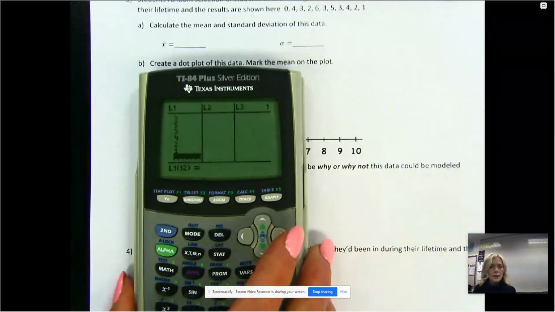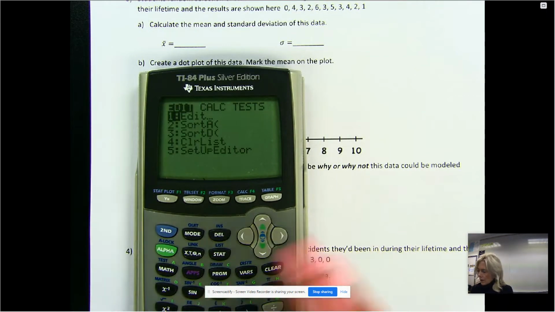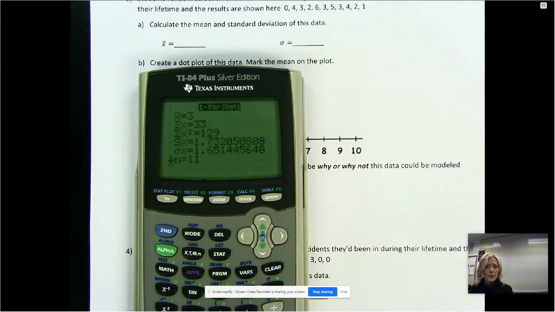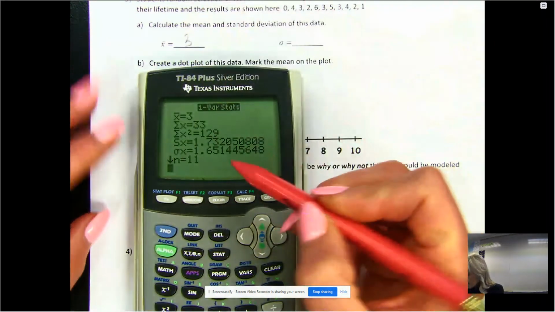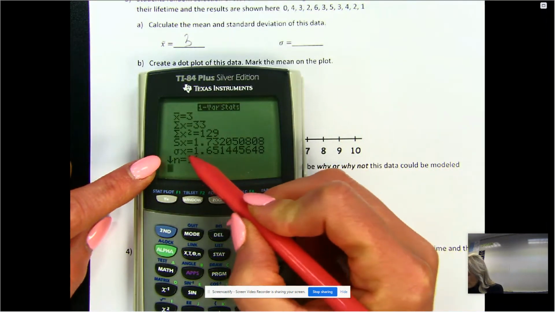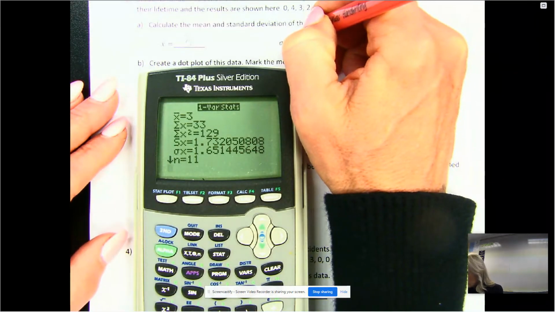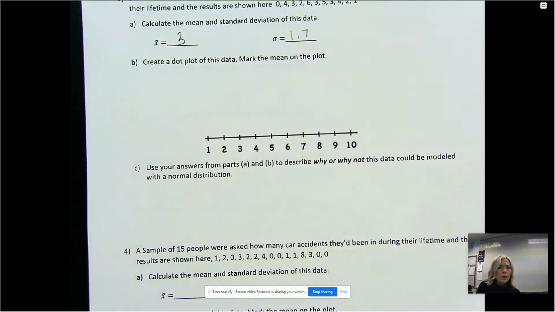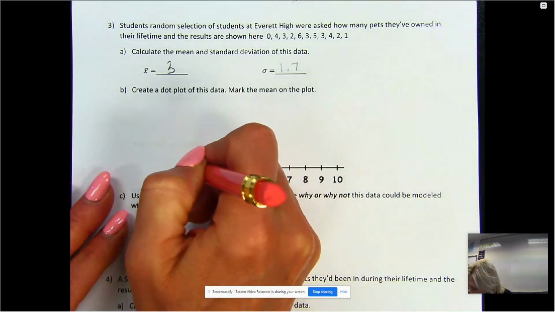Okay, so once your data is in, your calculator will find the mean. You hit stat again, arrow over to calc, and then enter, enter, enter, enter. So our mean is 3. Standard deviation, right here, 1.65. I'm going to round that to 1.7. Okay. All right. So now we're going to do the data plot, and oopsie, this should go down to 0.